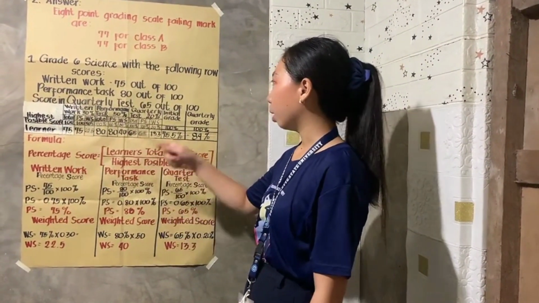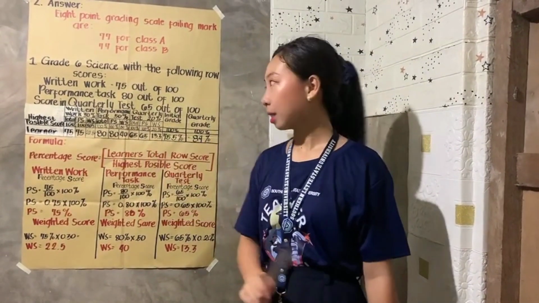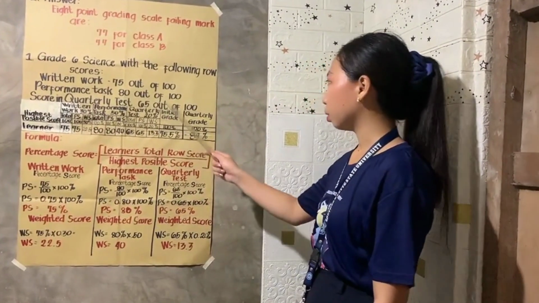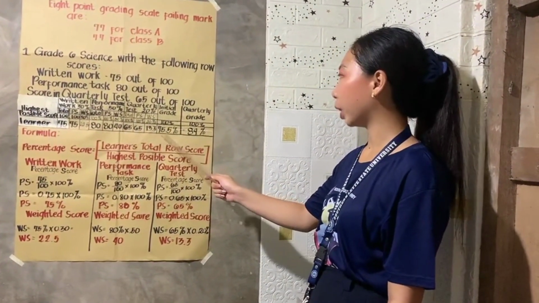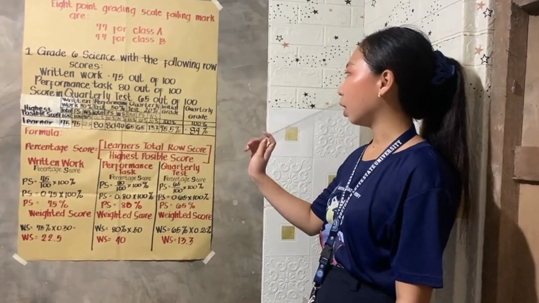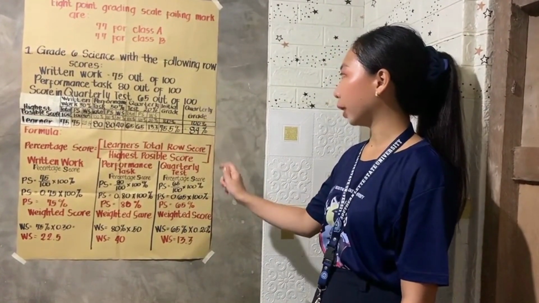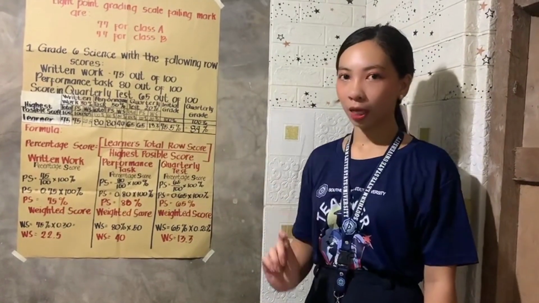So in getting the initial grade, we're just going to add the weighted score from the written work, the weighted score from the performance task, and the weighted score from the quarterly test. So in total, that will be 75.5%. If we transmute it for the quarterly grade, that would be 84%.